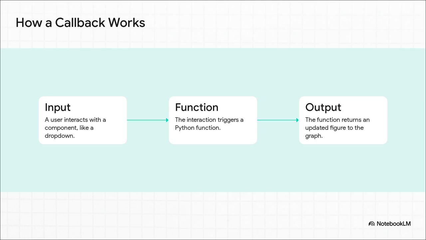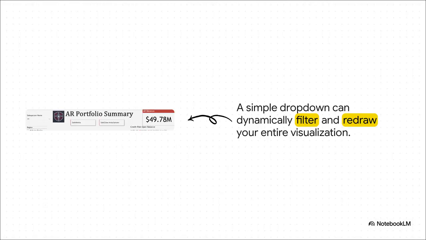It's a 3-step dance. First, you have the input. That's your user, clicking on something. Let's say they pick a new manager from a dropdown. Second, the function. That click instantly triggers a Python function that you've written. And third, the output. Your function does its thing, it filters the data, whatever, and then it just returns a new updated graph. And Dash handles the rest, putting it right back on the screen. So it's always input, function, output. That's the core loop.